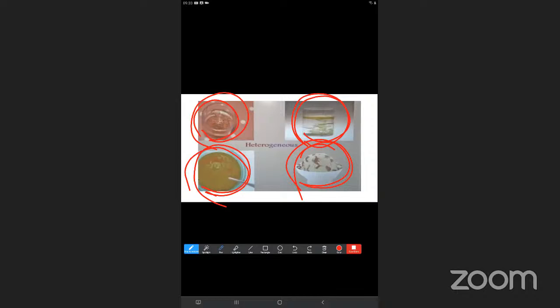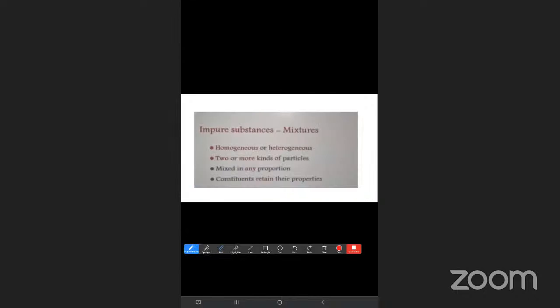A heterogeneous mixture is a mixture made up of different substances, or the same substances in different states, which are not uniformly distributed in it. So these are impure substances, that is tea, orange juice, noodle soup, choco chip ice cream, sand in water, oil and water. All these are impure substances, or we can call them mixtures.